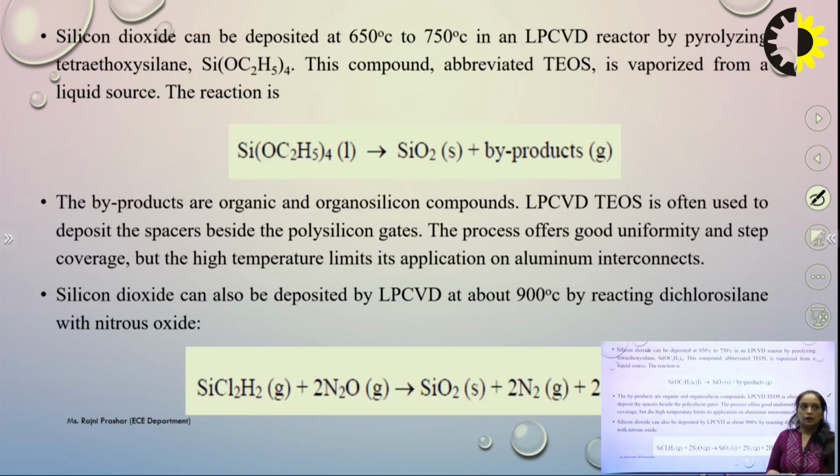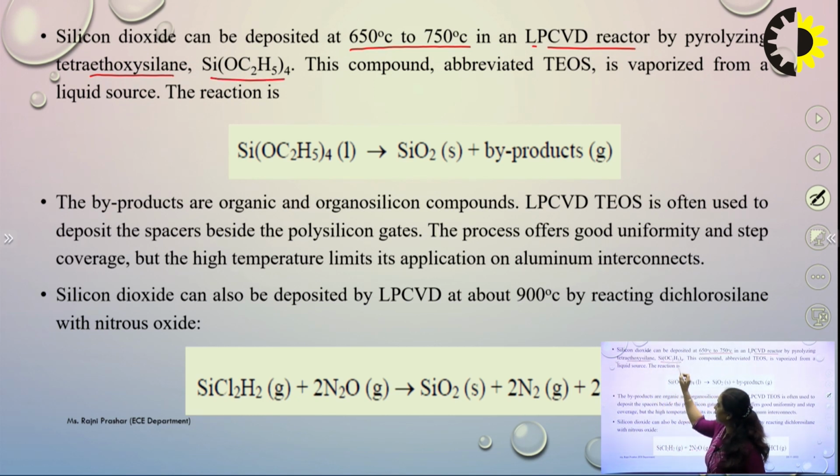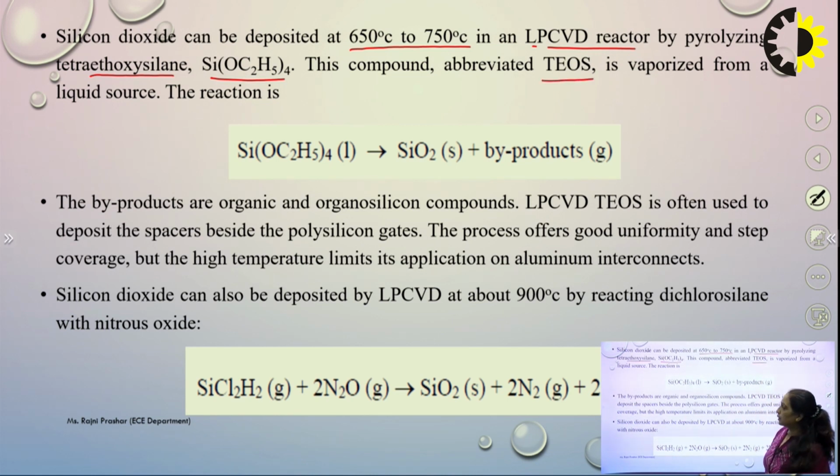This silicon dioxide can be deposited in the temperature range of 650 degrees C to 750 degrees C in an LPCVD reactor by pyrolysis of tetraethoxysilane, Si(OC2H5)4. This compound is abbreviated as TEOS, and it is vaporized from the liquid form, and the reaction is this TEOS.